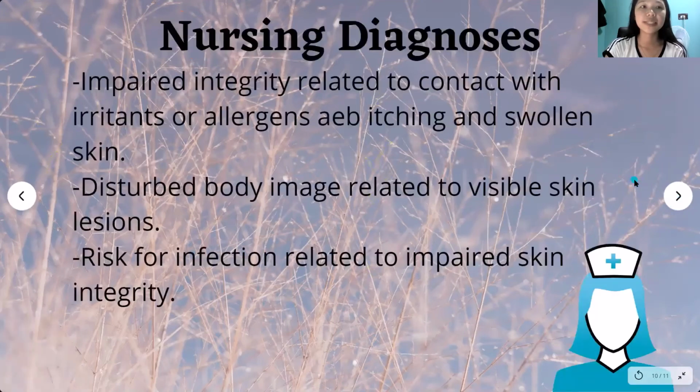Nursing diagnoses are impaired skin integrity related to contact with irritants or allergens as evidenced by itching and swollen skin, distorted body image related to visible skin lesions, and risk for infection related to impaired skin integrity.